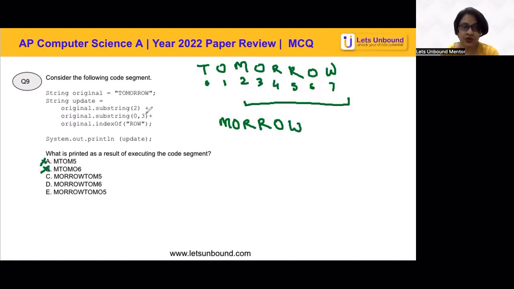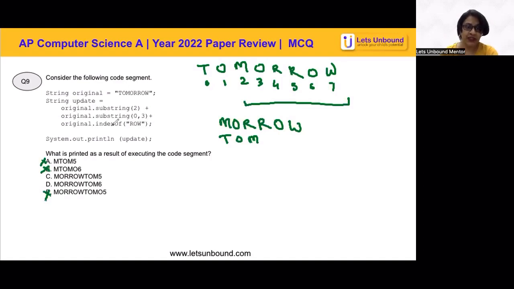Okay. Next, original.substring 0, 3. So from this string, we will fetch the string starting from 0 going on till 2, which is Tom. Okay. Now, morrow Tom is a part of our resultant string. Now, since option E is telling us morrow Tomo, this O is not a part of our resultant string. So we will eliminate this option E. Now we are only left with option C and option D. Let's see.